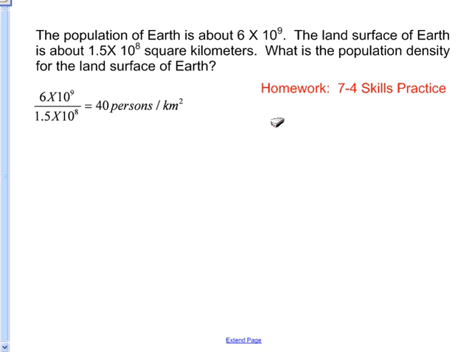The way you do this is you split up the 6 and the 1.5, so 6 divided by 1.5 is equal to 4. 10 to the 9th divided by 10 to the 8th is 10 to the 1. 4 times 10 to the 1 is 40. So 40 persons per kilometer squared.